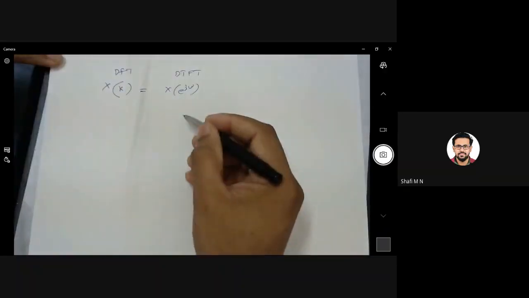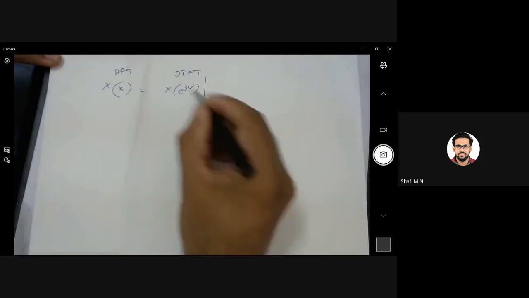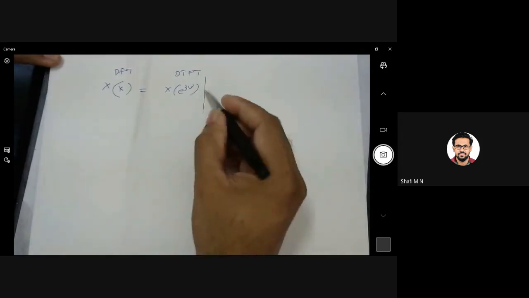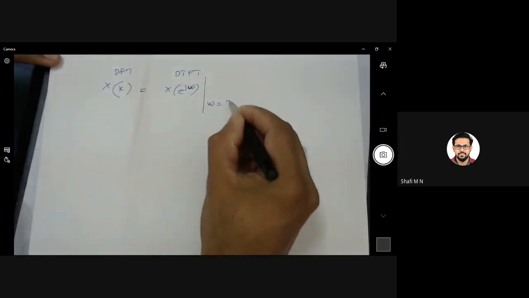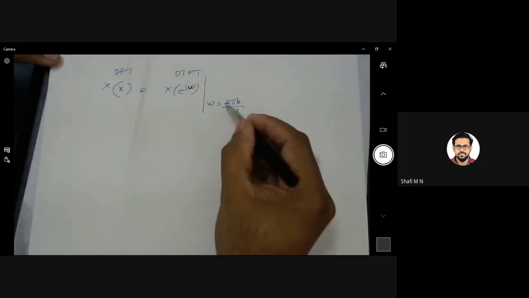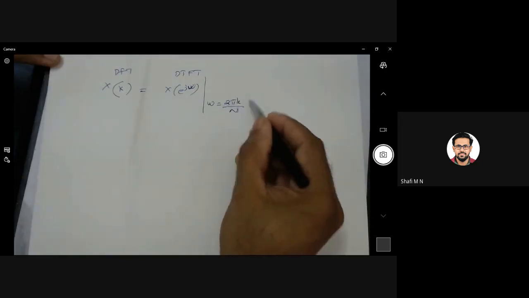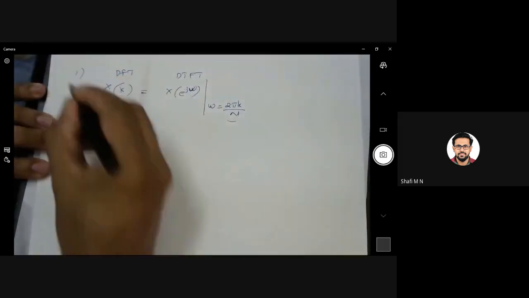So this was the first point of discussion, and the result is you can say that X of k is equal to X of e power j omega. So you have to sample omega. Omega is equal to 2 pi k by capital N. Omega is 2 pi f, and frequency is 1 by time period, 1 by N, and you have sampled it. So that was k. This was the first point of discussion.